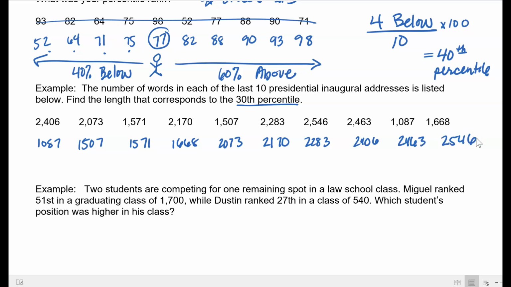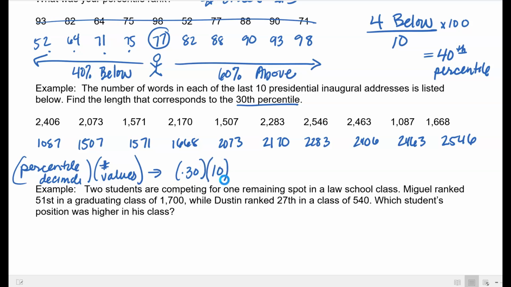Okay, and then we're going to figure out, well, what would 30% be? So we're going to take the percentile as a decimal, and we're going to multiply that by the number of values. The percentile is 30, so 30 is 0.30 as a decimal, times the number of values, which is 10, and we get 3. So there are 3 scores below, that's the important part, the score we're trying to find.